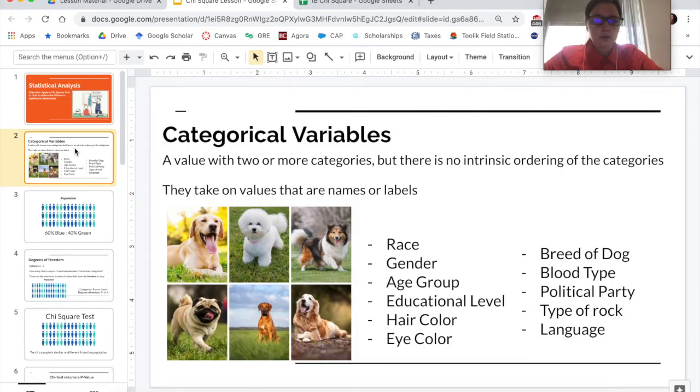Categorical variables are a value with two or more categories, but there is no intrinsic ordering of the categories. They take on values that are names or labels. For example, you can have race, gender, age group, educational level, hair color, eye color. You could have breed of dog, blood type, political party, type of rock, language. These are examples of categorical variables.